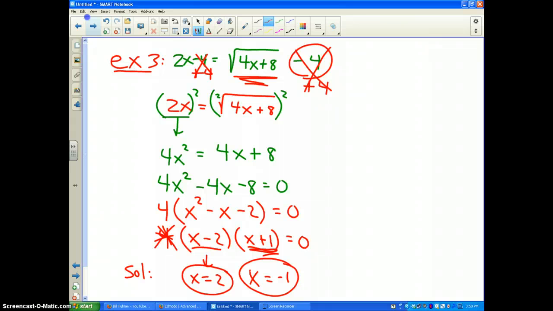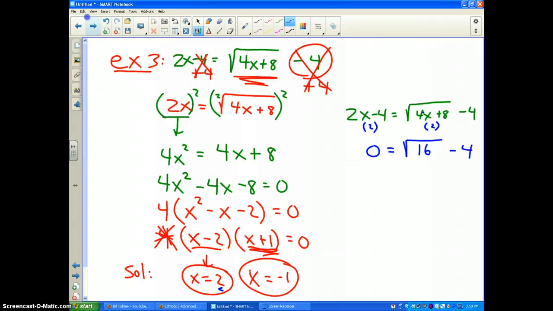So again, I got to check for some extraneous solutions. Go back to my original problem: 2x minus 4 equals the square root of 4x plus 8 minus 4. And we need to do some testing. So let's try 2. If I put 2 where the x's are, what do we get? Well, this becomes 2 times 2, which is 4, minus 4, I get 0, equals, over here I get the square root of 4 times 2, which is 8 plus 8, which is 16 minus 4. Square root of 16 is 4 minus 4. Hey, that equals 0. So x equals 2 is a solution.